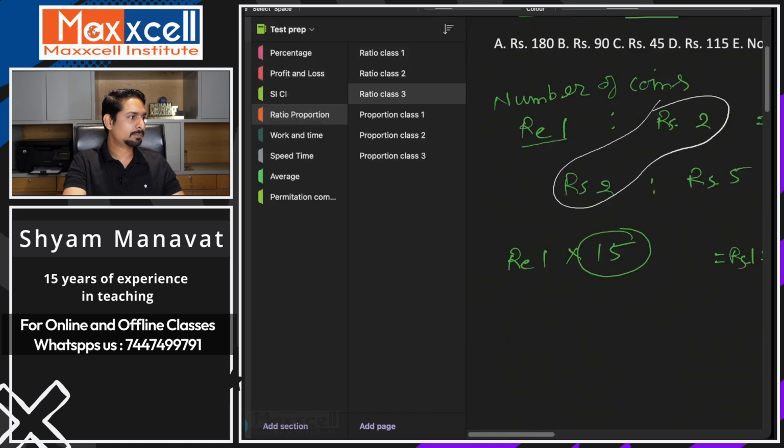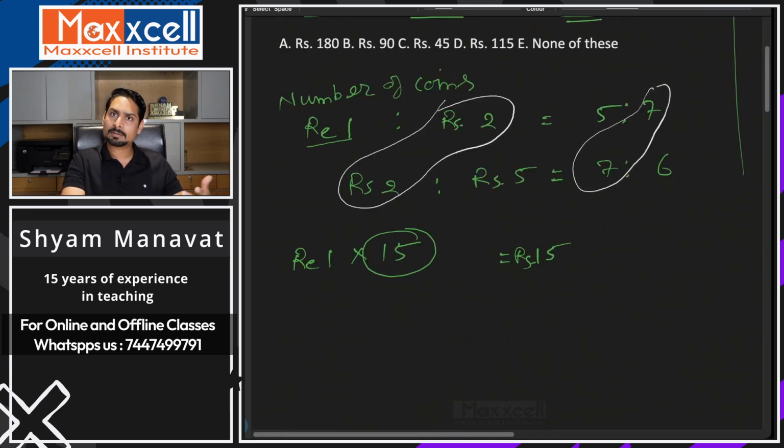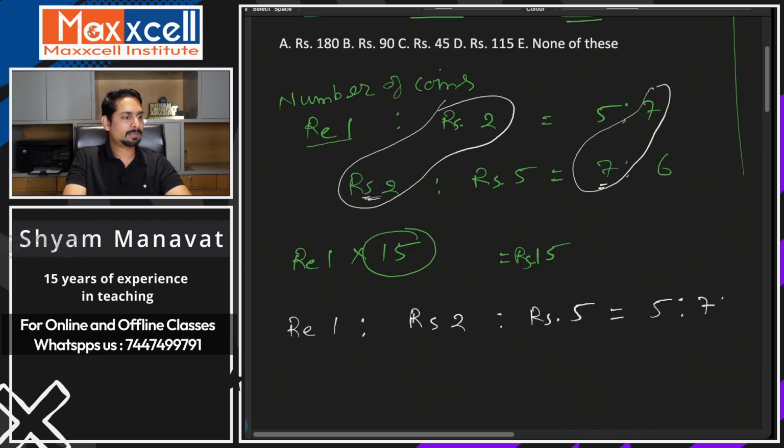But in this question, the right hand side is also the same. Here the number of rupees 2 coins is 7, and here also the number of rupees 2 coins is 7. In both conditions, the element is showing the same value. So no need to rush. In that case, I can write all in one expression: rupee 1 coin is to rupees 2 coin is to rupees 5 coin is equal to 5 is to 7 is to 6.